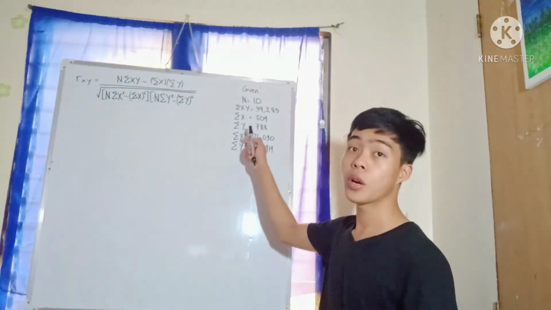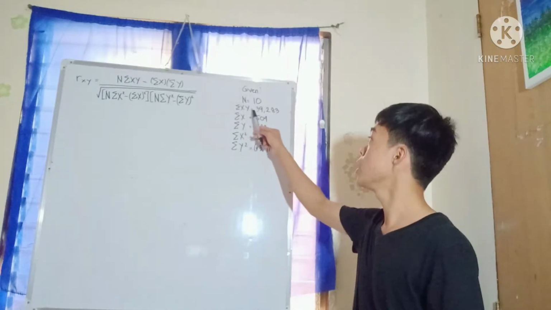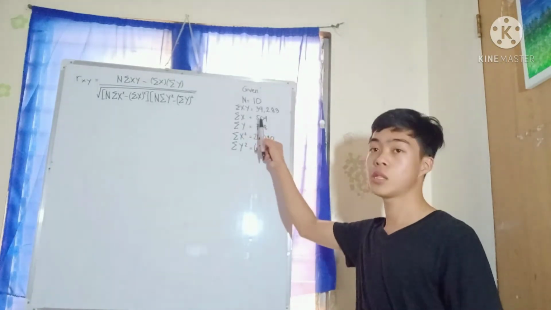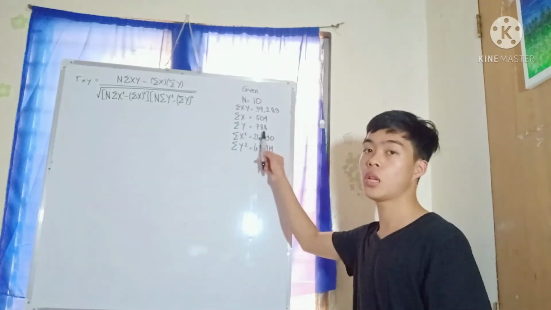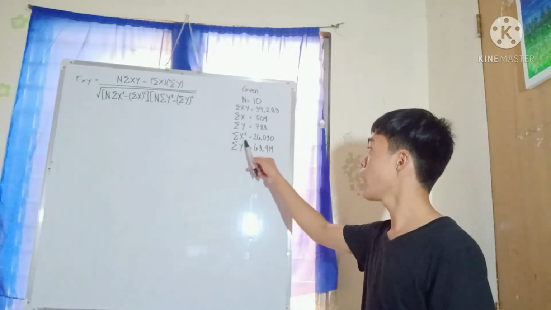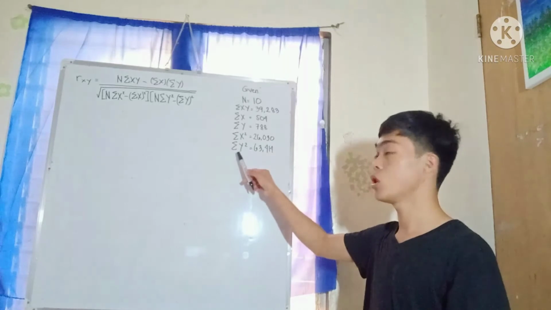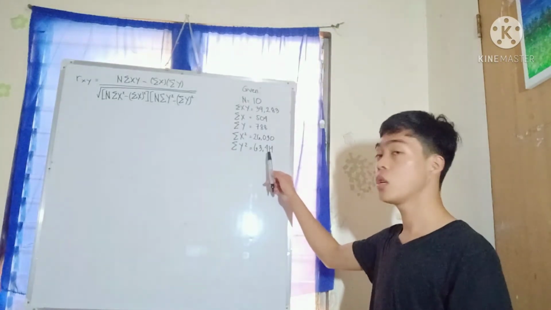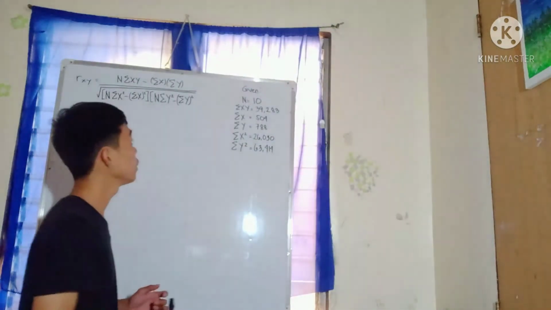So first, we will substitute all the numbers in the given. Our n is 10, summation of xy is 39,283, summation of x is 504, summation of y is 788, summation of x squared is 26,030, and summation of y squared is 63,414. So now we will substitute all the numbers.